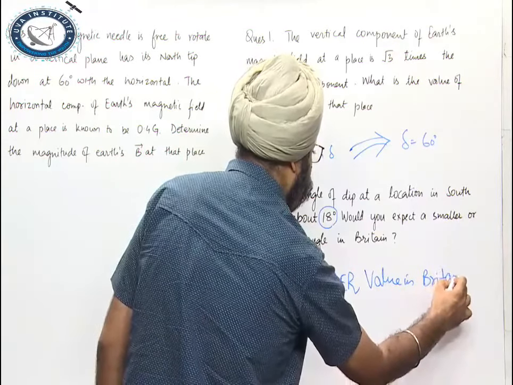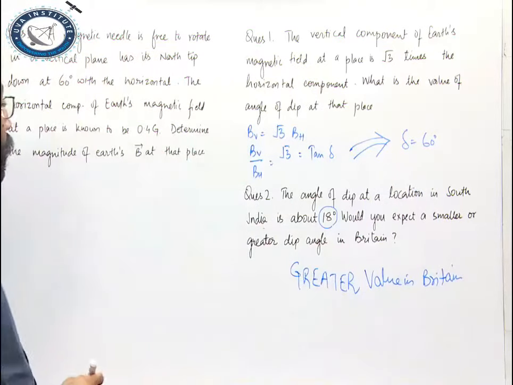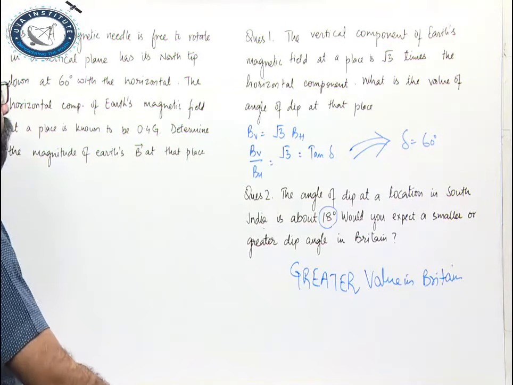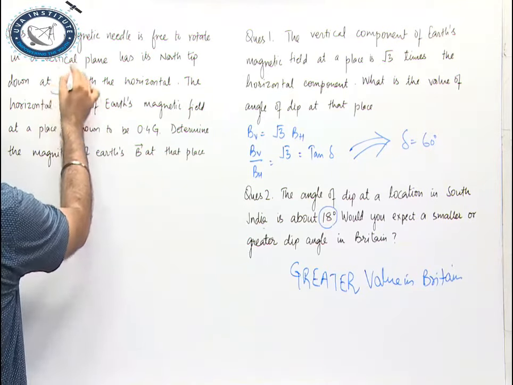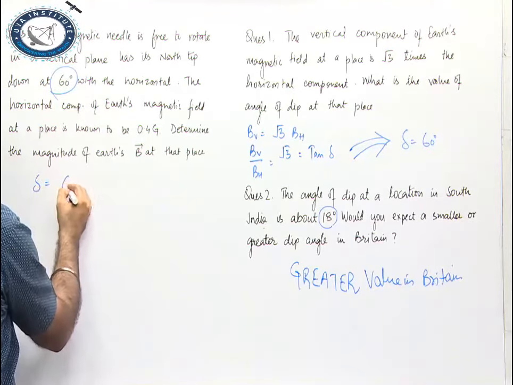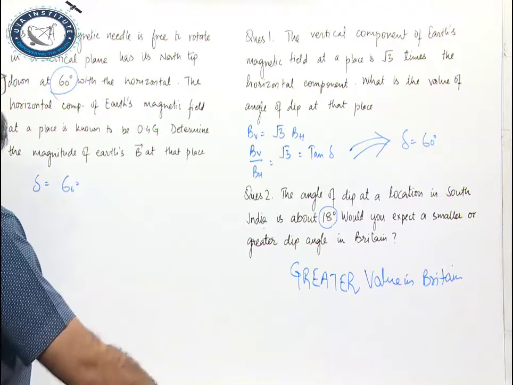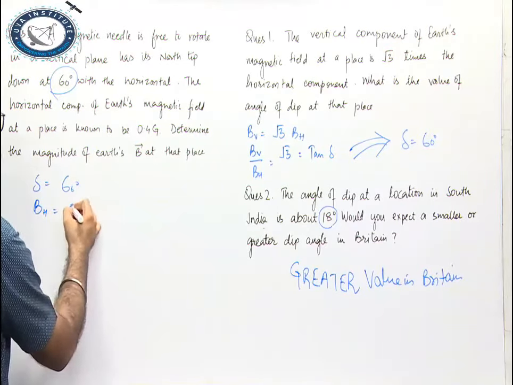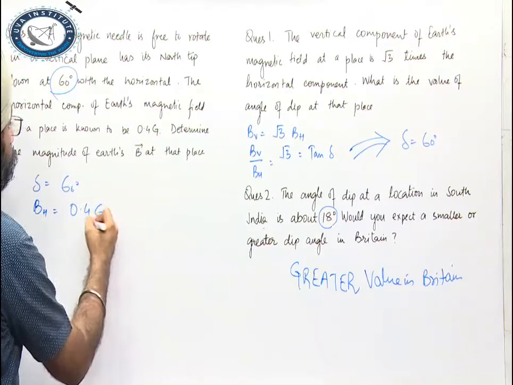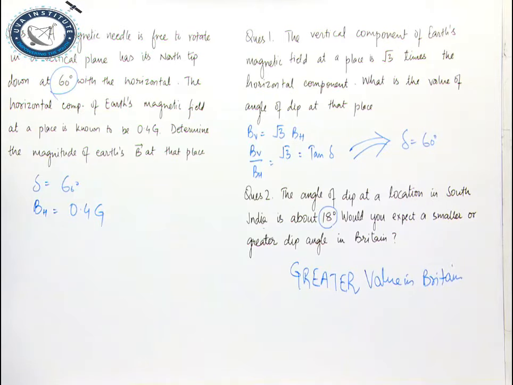Right? Let's move on to another question. Question number 3. A magnetic needle free to rotate in a vertical plane has its north tip down at 60 degrees with the horizontal. That means 60 degrees is your dip angle. The horizontal component of Earth's magnetic field at the place, BH, is 0.4 Gauss. Determine the magnitude of Earth's magnetic field at that place.